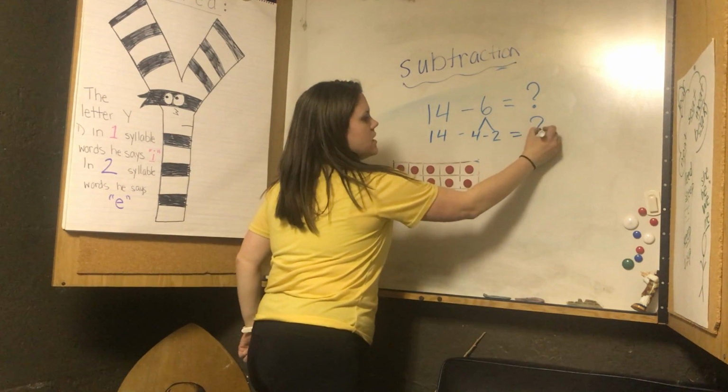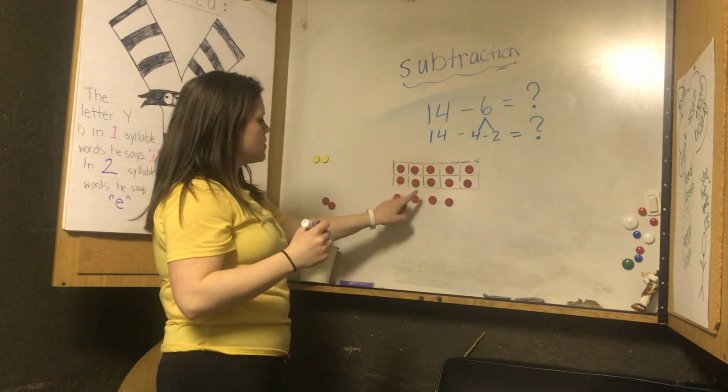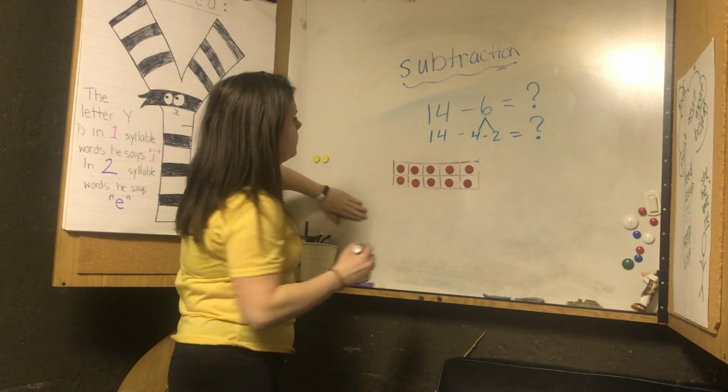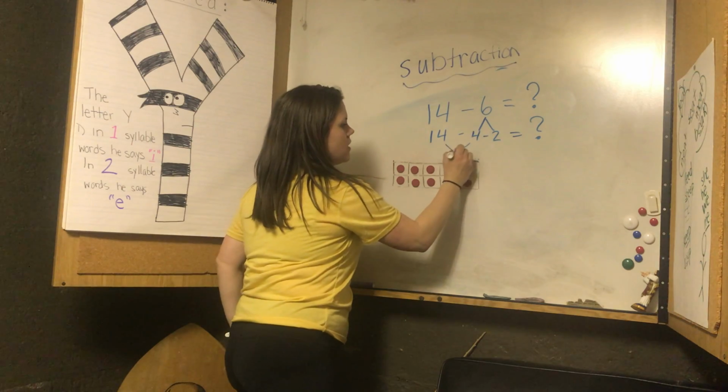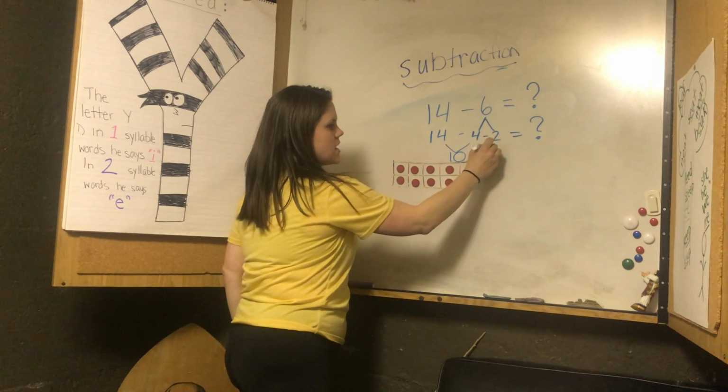And then that will give me the answer. That will give me the difference. So 14, here's my counters. 14 take away 4 gives me 10. 10, this drops down, right?